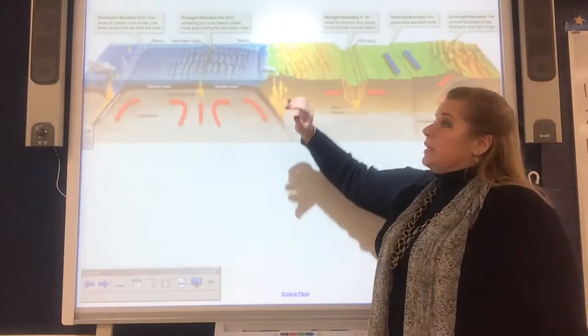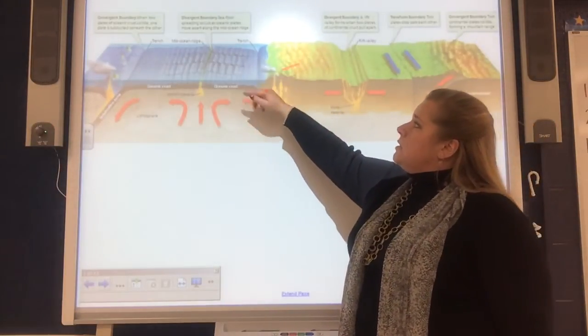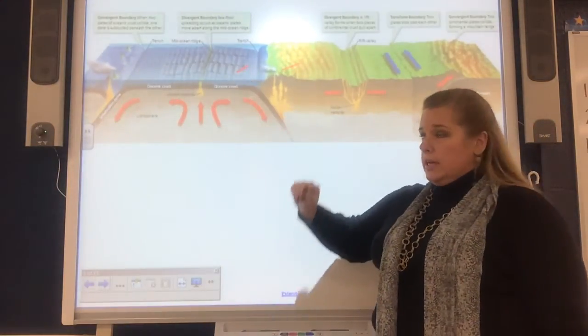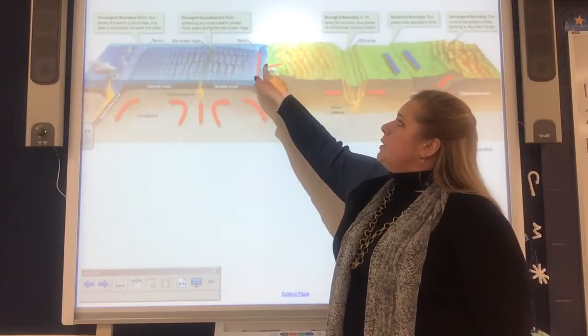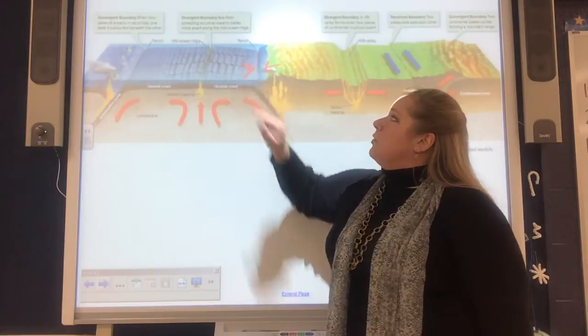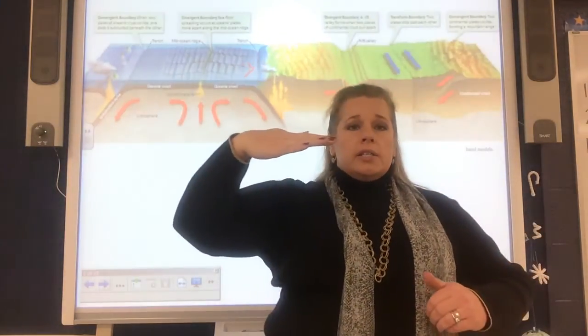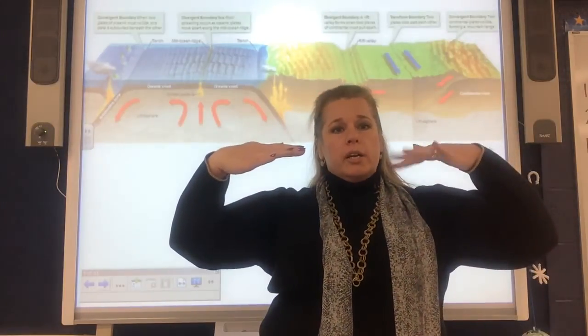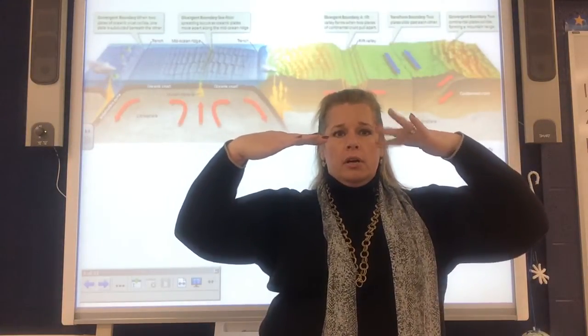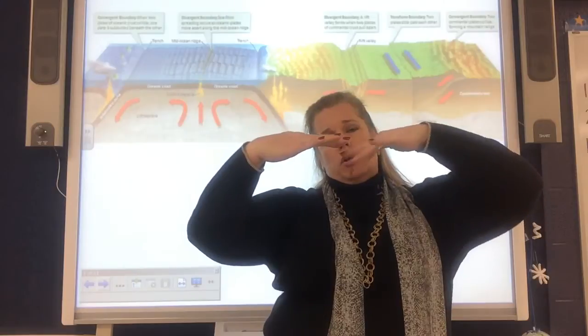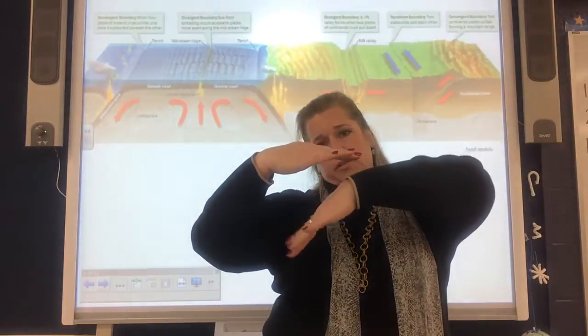Next, we're getting a little trickier. We have a piece of continental crust and a piece of oceanic crust. Right here you have a deep ocean trench, which means these two pieces of crust are converging. So you have a piece of continental crust, a piece of oceanic crust, little waves. They come together, and the denser oceanic crust subducts.